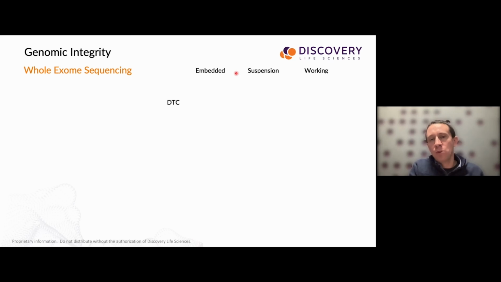Because of these first two formats, we wanted to keep these very low passage because we are starting with a primary patient sample that's not undergoing transformation. And so these are very low passage banks that are frozen back and then only thawed and scaled up when we want to generate a working bank.